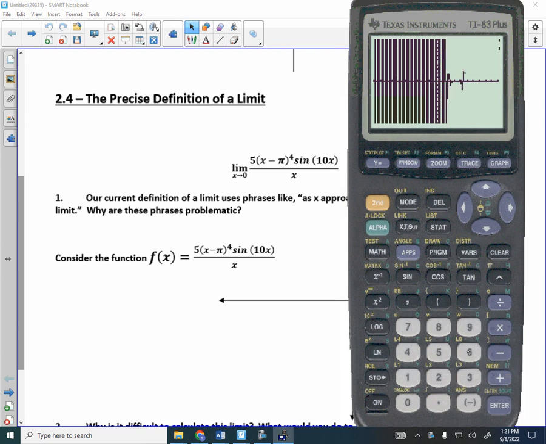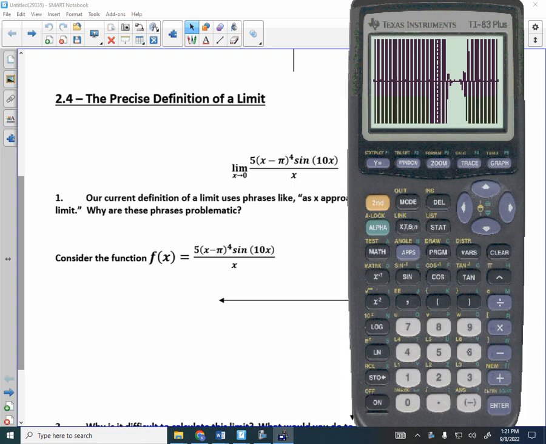Kind of like the barcode function, but not exactly, right? Yeah, it kind of has a little heartbeat there. Can everybody understand that it's kind of challenging to see what value we're approaching? Would you agree?